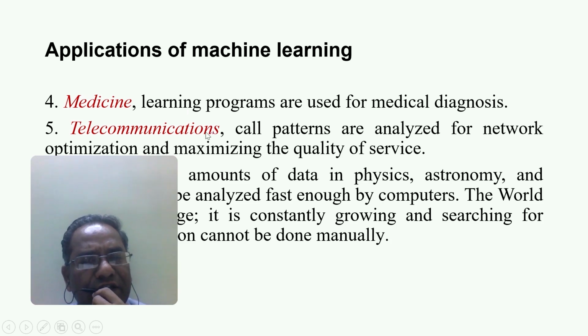And the fifth one is telecommunications. This is also called network optimization, which maximizes the quality of service based on services like BSS, RSS, and NSS. That is base switching center, radio switching center, and network switching center. It is also related to mobile communications.